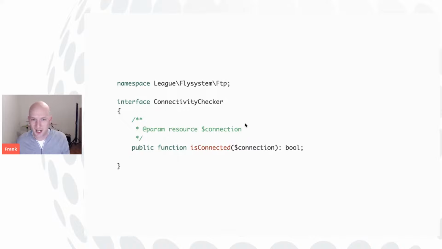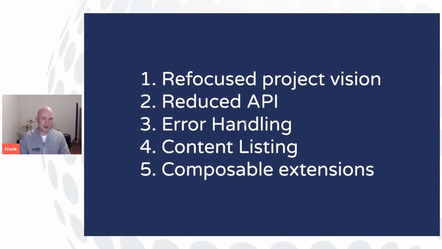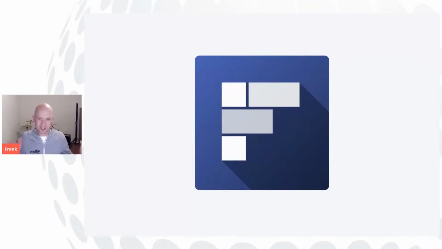So that's pretty nice. Coming back to it, we have a refocused project vision. There's a reduced API. We've got improved and more descriptive error handling. We've got some nice tooling around content listings backed by generators, so a lot more memory efficient. And we've got a bunch of places where we can create our own implementation for certain specific behavior. So all in all, I hope that you will agree with me that V2 is a quite substantial improvement over V1. So that's, of course, Flysystem.